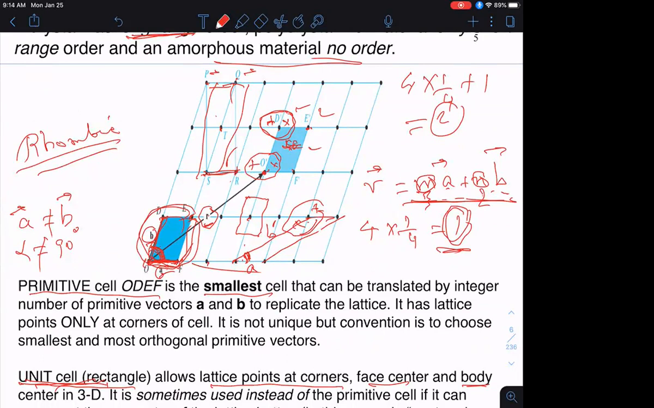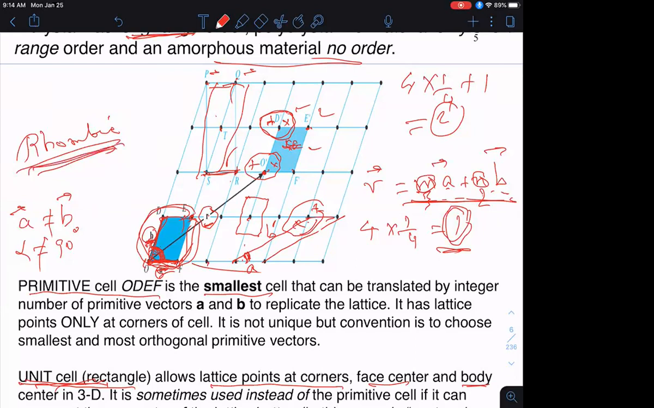So here I show another example where these atoms are arranged in a way where A and B, these are known as your primitive vectors, are different from each other, and the angle between the A and B vectors is not 90 degrees, as in the previous example. So now this region ODEF, highlighted in blue, forms a rhombus. So that's why it's called a rhombic lattice.